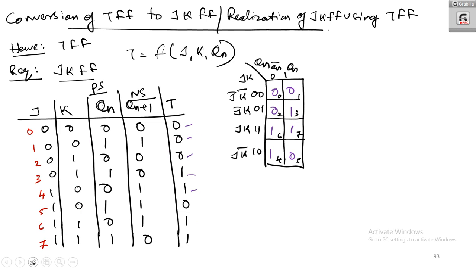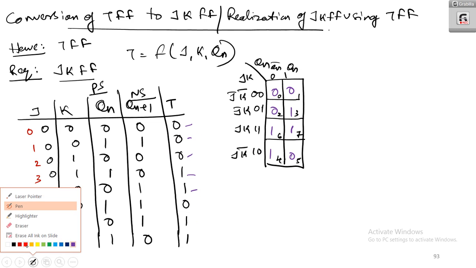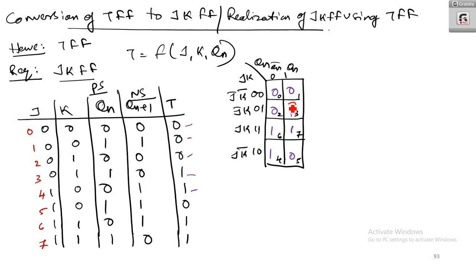Now I am going to club the factors. So how will you club? You can club these two. If you are clubbing these two, what will you get? Which is common? K and Qn. K, Qn is common. If you are clubbing these two, which is common? J, Qn bar. Therefore we can write T is equal to J Qn bar or K Qn.